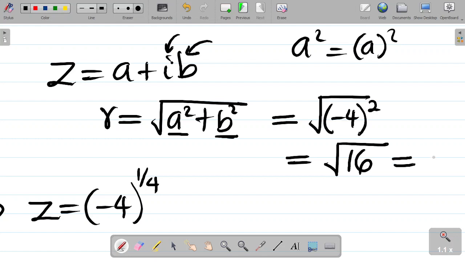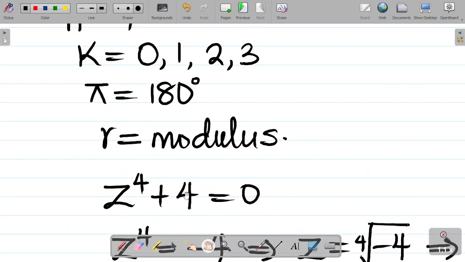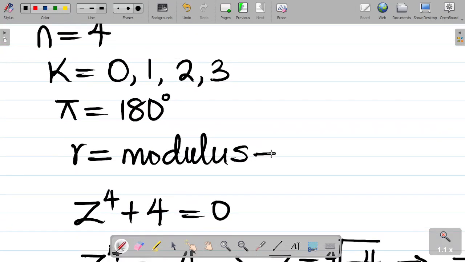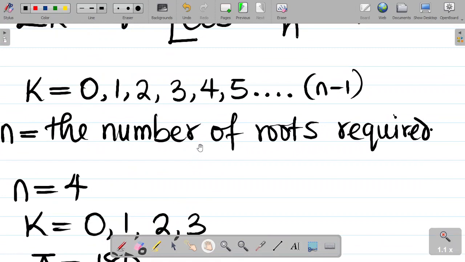If I take the root of 16, it gives you 4. So r has to be a positive term. Don't forget, please, r has to be a positive term. So in this case here, r is equal to 4. So modulus is equal to 4. So we have this. Now with all of this set, let's go into finding the roots of this equation.